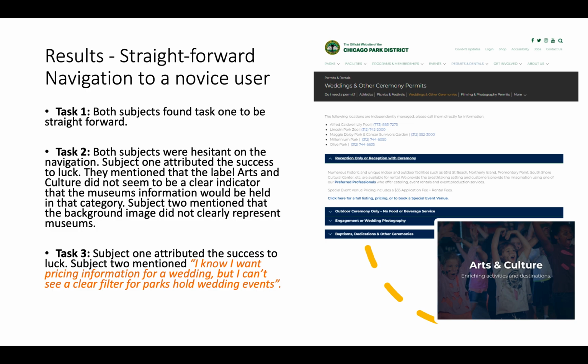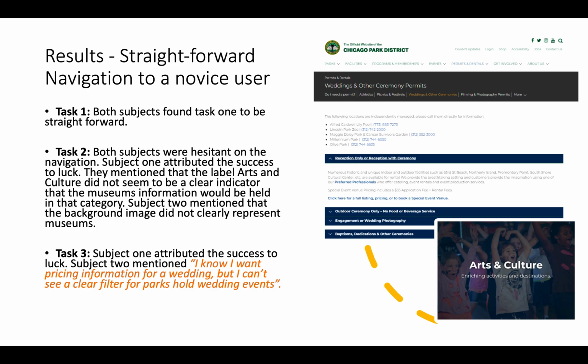They mentioned that the label arts and culture did not seem to be a clear indicator that the museum's information would be held in that category. And subject 2 mentioned that the background image did not clearly represent museums. On the bottom right-hand side, I have the image that they were referring to, which is the Arts and Cultures card on the Chicago Park District website.